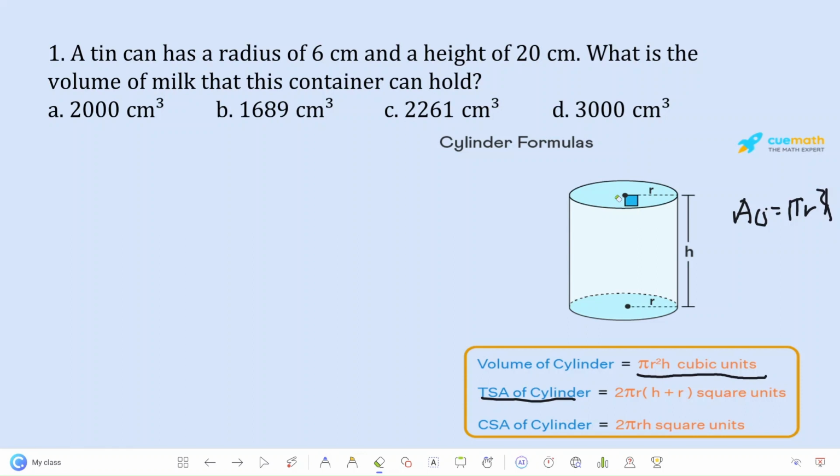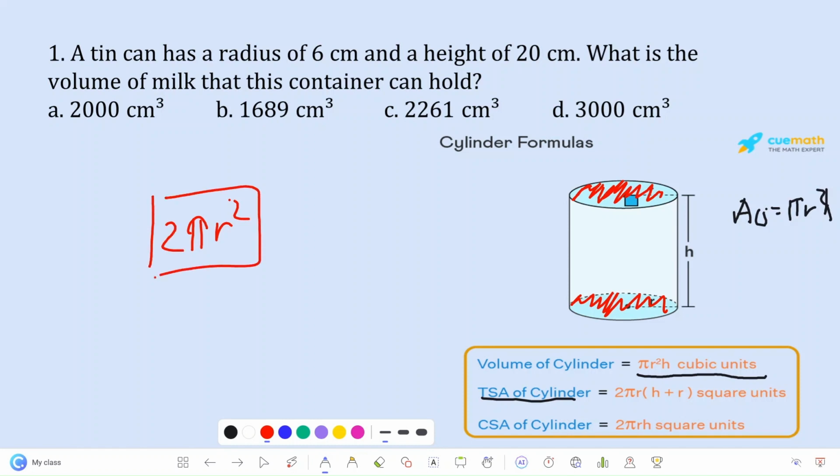So paano ba ito naging 2 pi r times h plus r square units ang formula ng total surface area? Dahil sabi natin kanina, lahat ng nasa labas, itong dalawang area na to, dalawang circle to. So, ano ba ang area ng circle? We have here pi r squared. At dahil dalawa sila, meron kang dalawa din dito. Pagkatapos, i-add mo dito ang area na to.